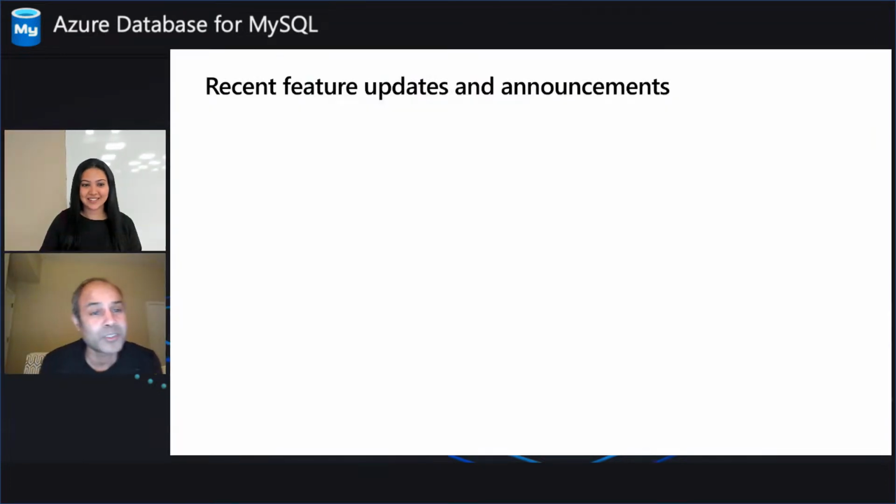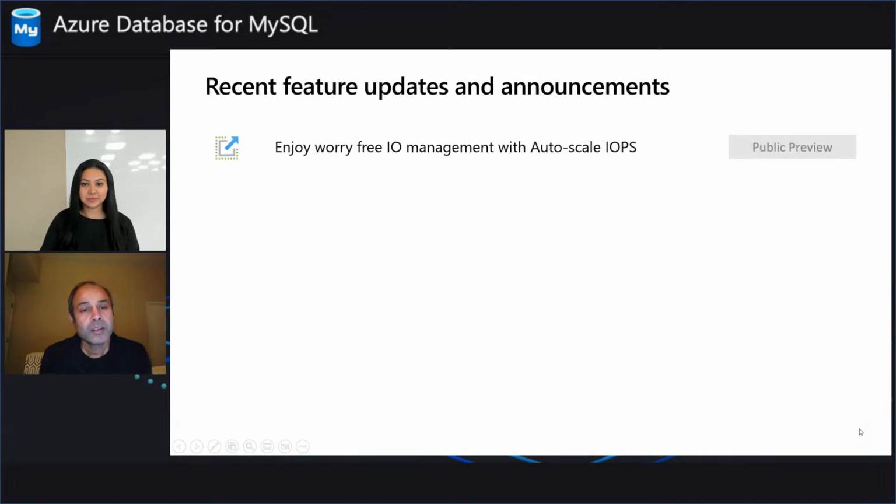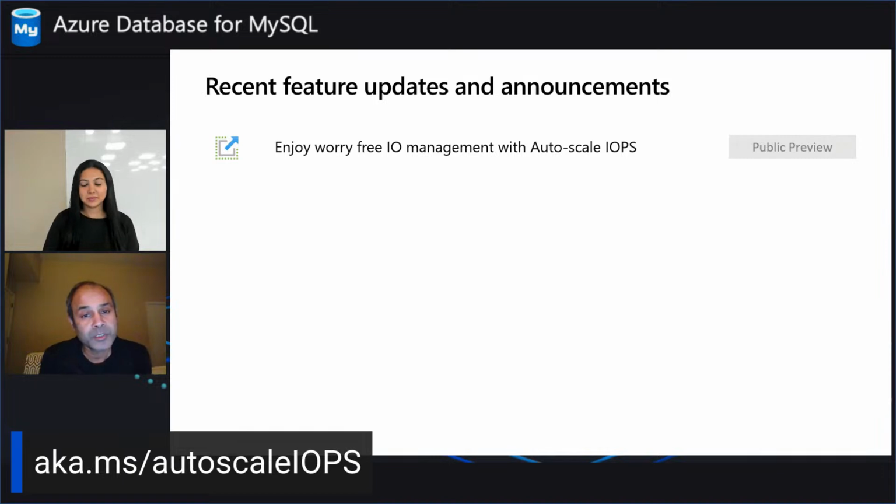We'll talk about some of the new features we released in the last quarter. We will start with auto-scale IOPS. When you provision Azure Database for MySQL flexible server, it comes with pre-provisioned IOPS based on the storage allocation.